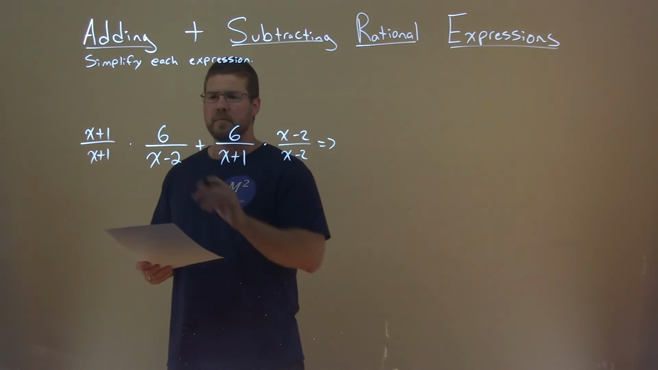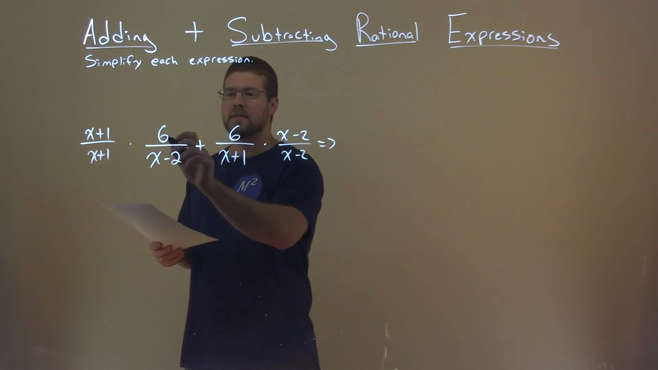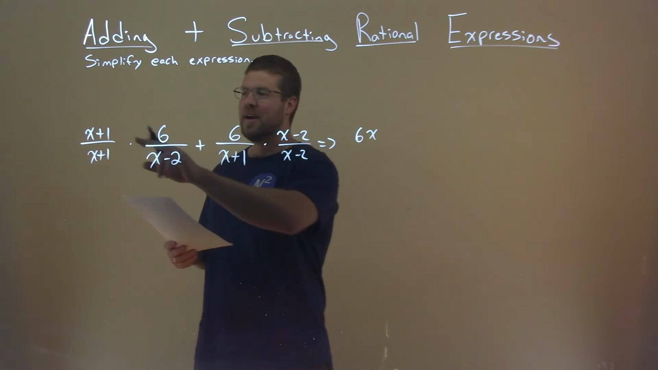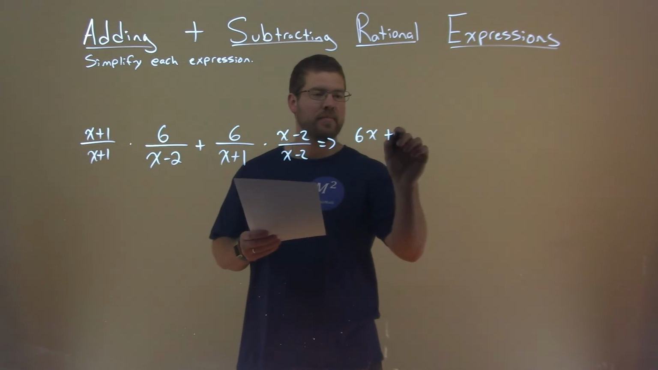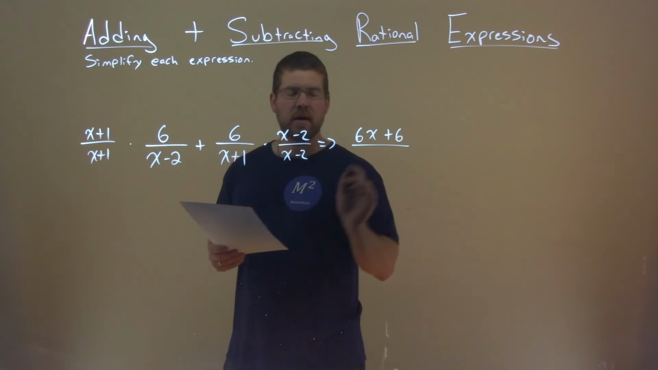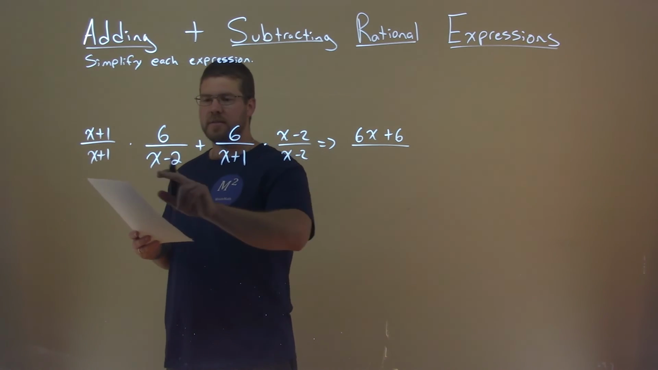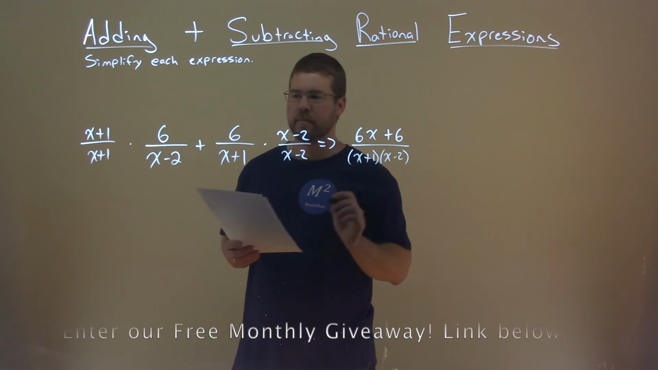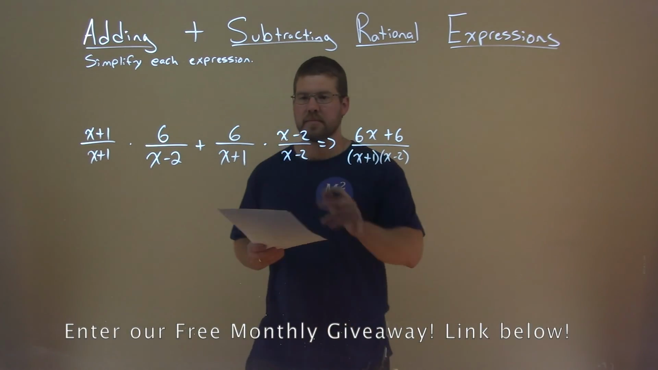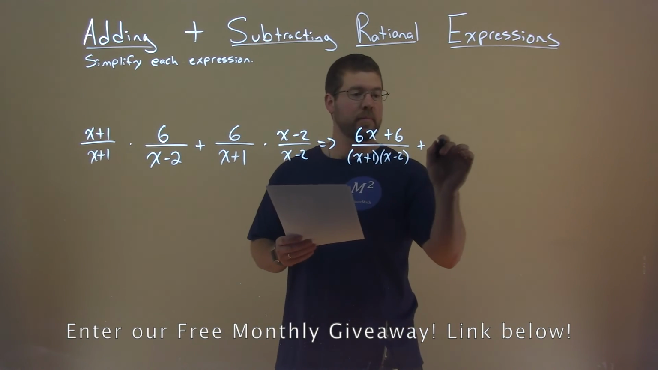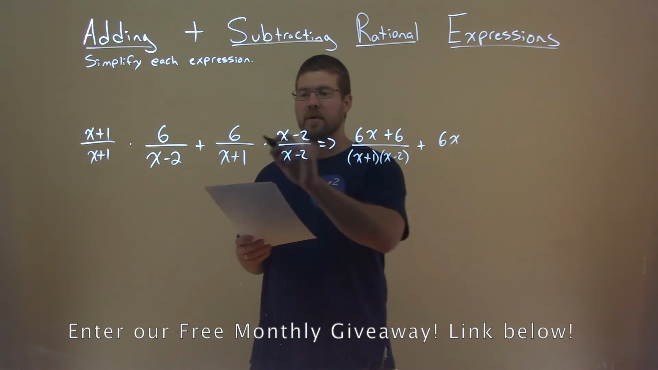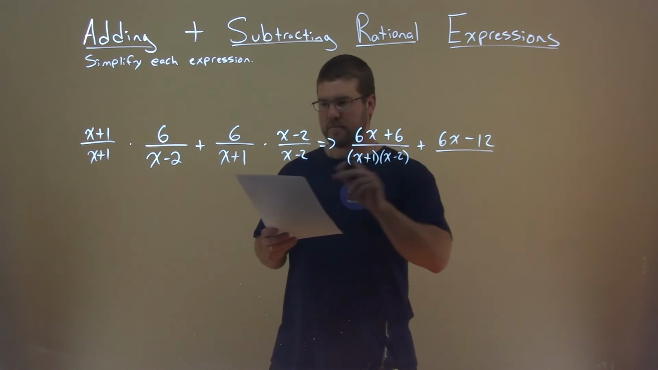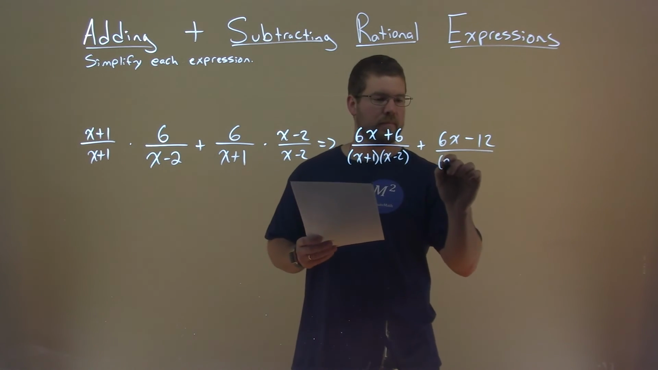So let's distribute, simplify this a little bit. X times 6 is 6x. And 1 times 6 is a 6. So we have 6x plus 6. Now the denominator is that x plus 1 times x minus 2. Same thing here, the second part. 6 times x is a 6x, and 6 times minus 2 is a minus 12. And that's over, again, x plus 1 times x minus 2.